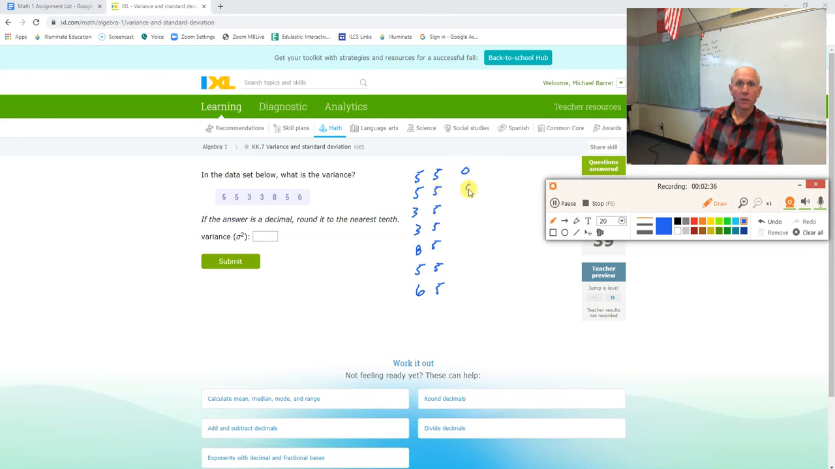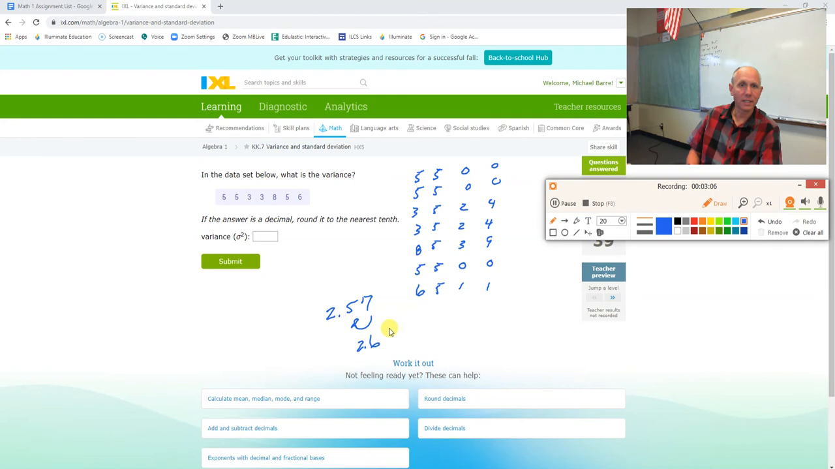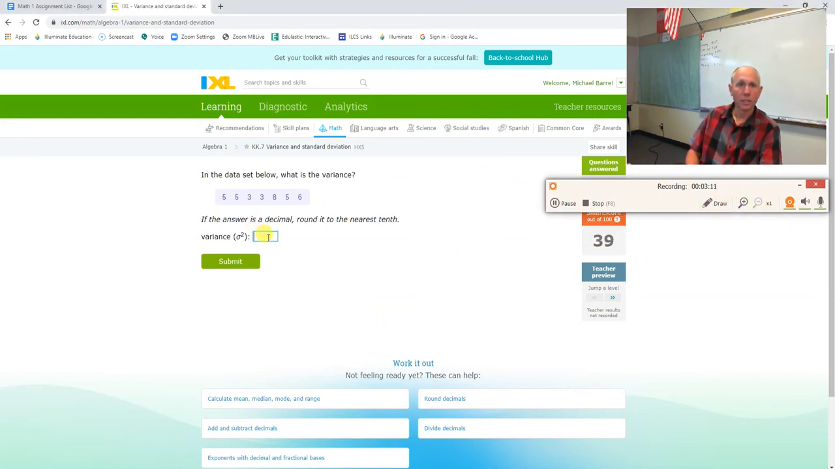My deviations there are 0, 0, 2, 2, 3, 0, 1. Square each of those: 0, 0, 4, 4, 9, 0, 1. Find the average of that, so 4 plus 4 plus 9 plus 1 divided by 7. Gives me an average of 2.57, so with good rounding it's a 2.6.